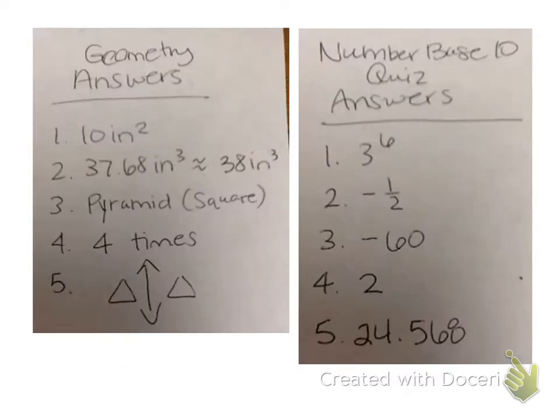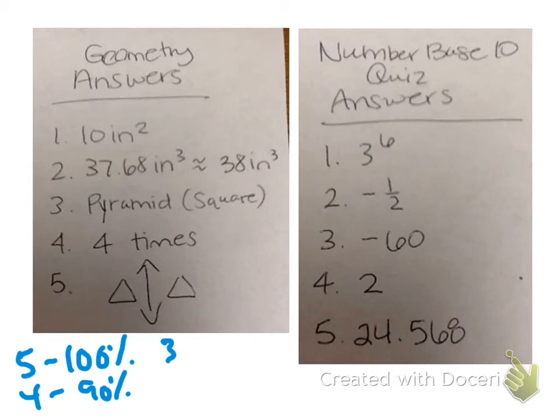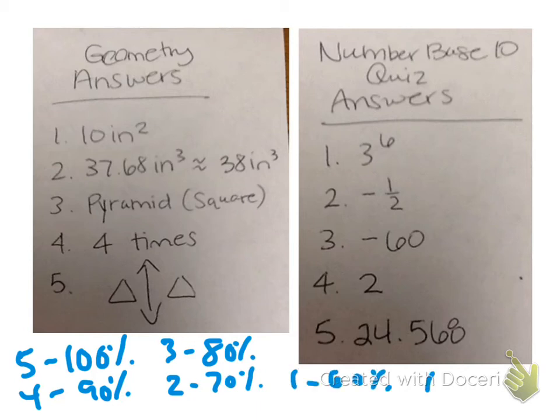Okay, now let's check our answers. If you have 5 correct, that's 100%. If you have 4 correct, that's a 90%. If you have 3 correct, that's an 80%. 2 is a 70. 1 is a 60. And 0 is a 50.